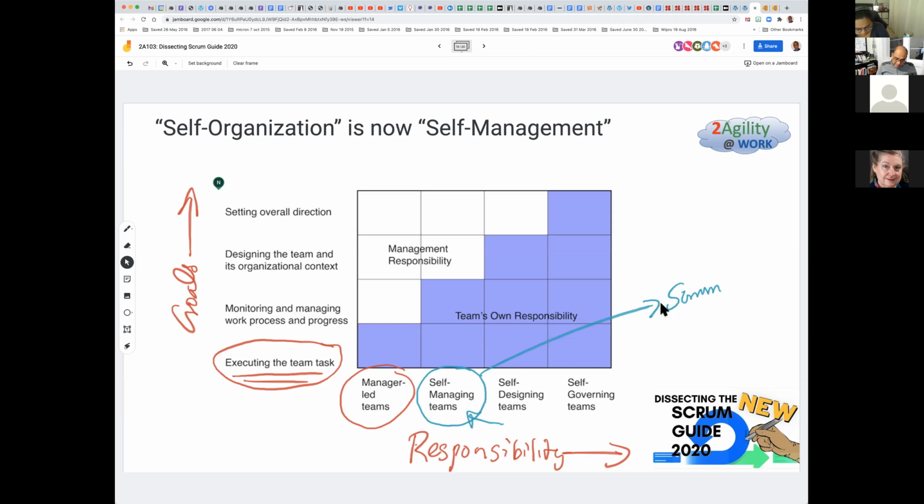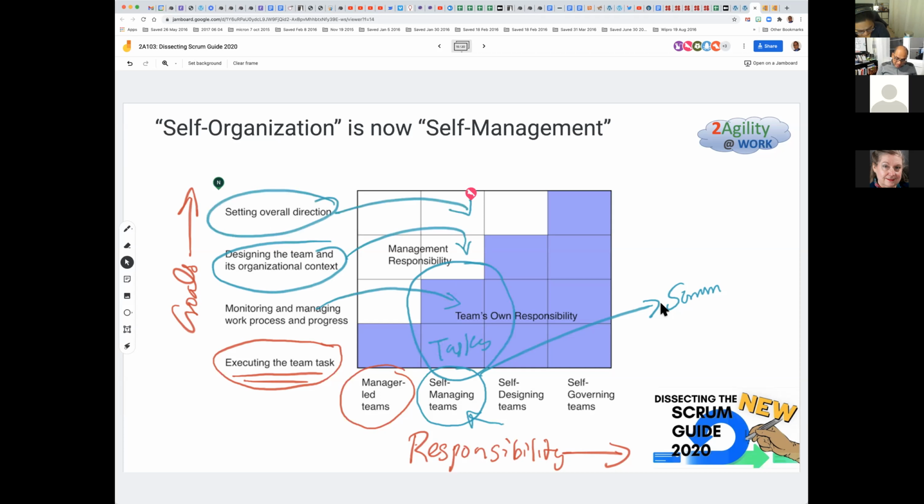So self-managing teams do two things. One, they do the tasks that they're supposed to do, and they also monitor and manage the work and its progression. So it's not the manager who's doing it. The manager's responsibility is designing the team and its organizational context, and setting an overall direction belongs to the managers from outside the team. So the team is responsible for tasks and monitoring their own progress against the tasks. So that's what the self-managing team is.